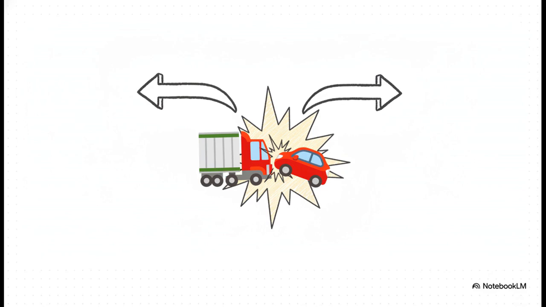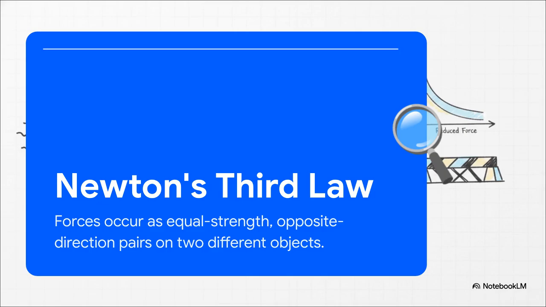And here is that golden rule, Newton's third law of motion. This law dictates that interaction forces occur simultaneously as an equal strength, opposite direction pair on two different objects. Let that sink in for a second, because this is huge. It means that when that massive truck hits the tiny car, the tiny car hits the truck with the exact same amount of force. It is always an equal strength, opposite direction pair on two different objects. No exceptions. There's literally no way around it.